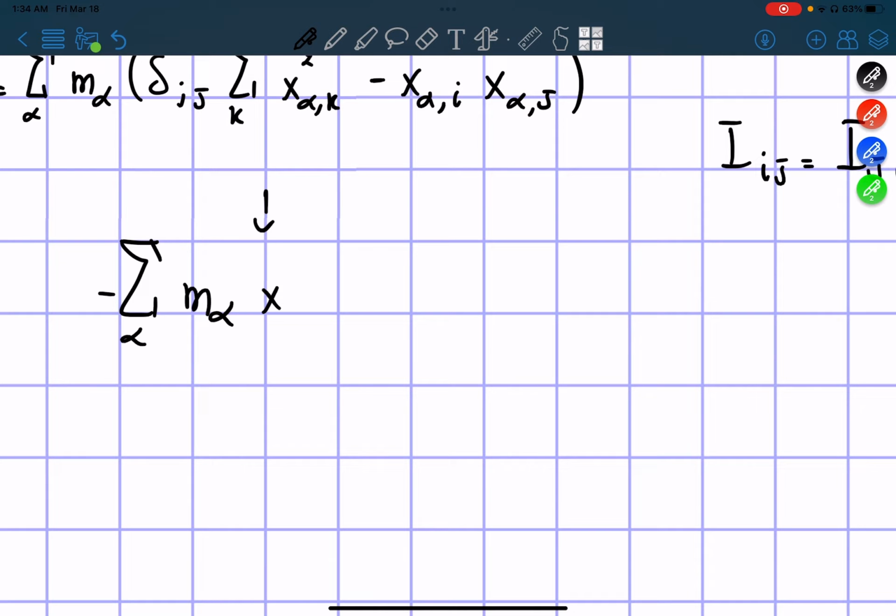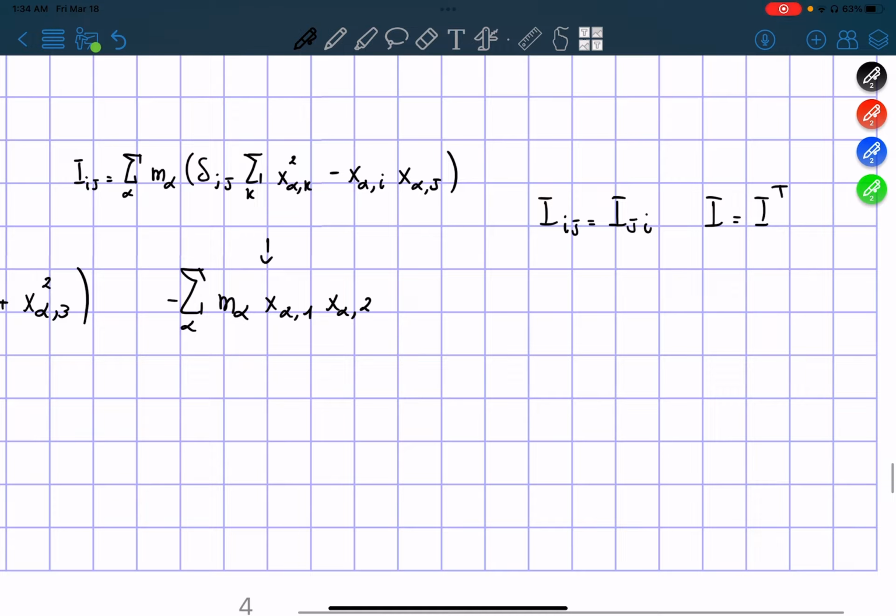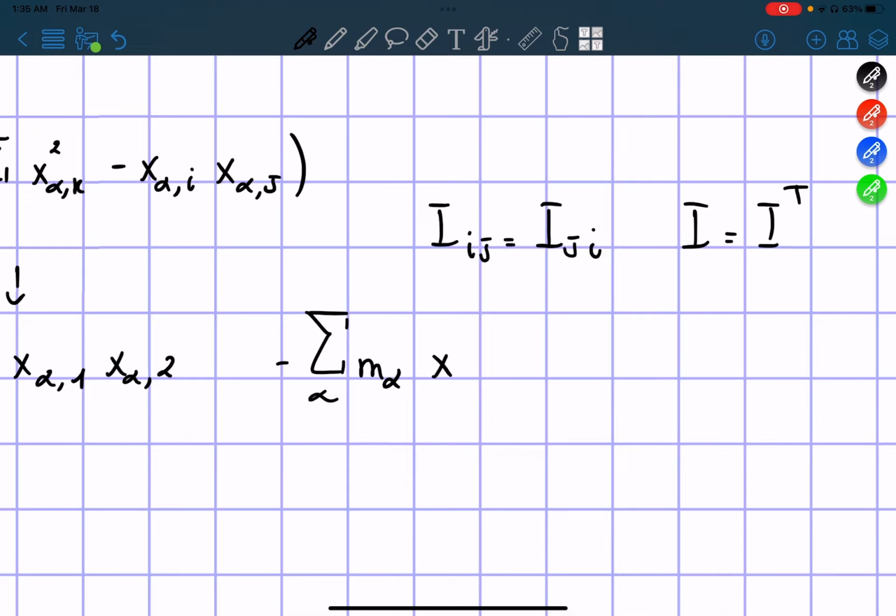So we're going to get x alpha 1 x alpha 2. Now again, in this third position, our I and J will be equal to 1 and 3. Therefore, our first part is equal to 0 again, so we can ignore it. It means that we're going to have the second part only, so we can put a negative in front: summation of m alpha, and then x alpha 1 x alpha 3.